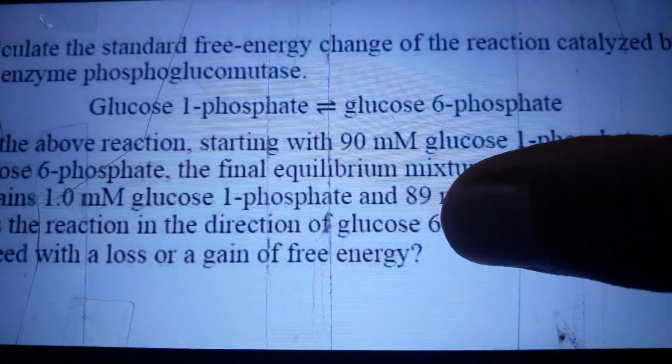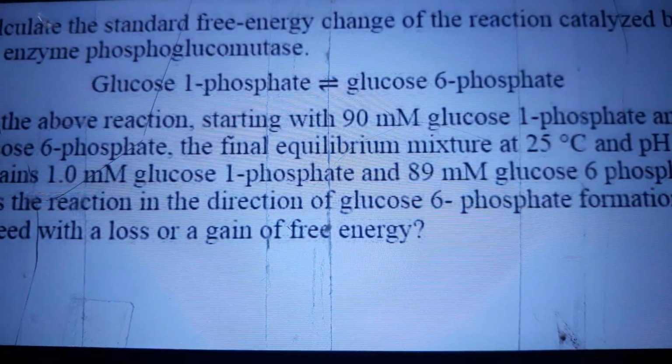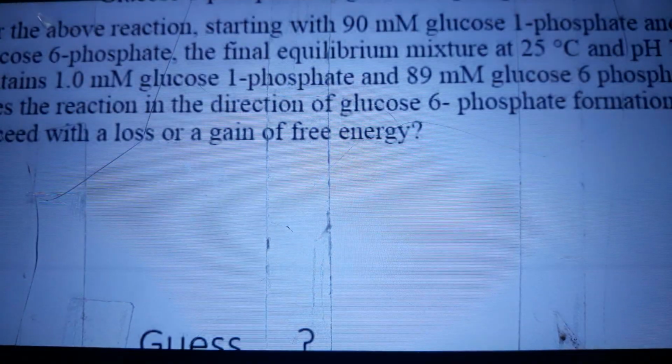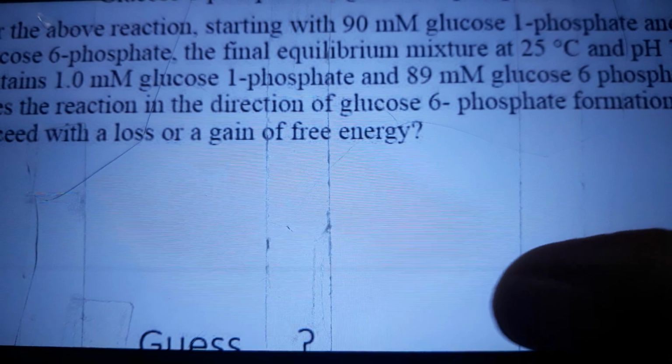Time to find a solution. Calculate the standard energy change of the reaction catalyzed by the enzyme phosphoglucomutase. Glucose 1-phosphate reversibly gives glucose 6-phosphate for the above reaction. 90 mM glucose 1-phosphate and no glucose 6-phosphate, and the final equilibrium mixture at 25 degrees centigrade and pH 7 contains 1 millimole of glucose 1-phosphate and 89 millimoles of glucose 6-phosphate. Thus, the reaction in the direction of glucose 6-phosphate formation proceeds with the loss or gain of energy?